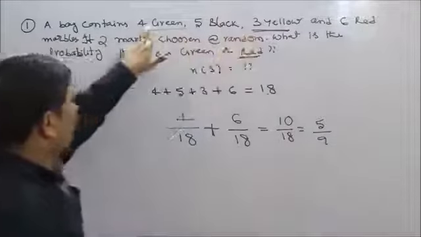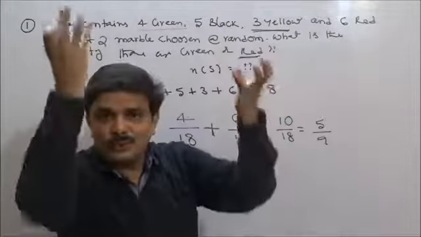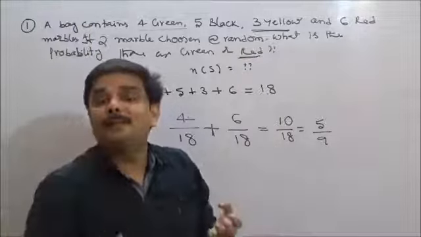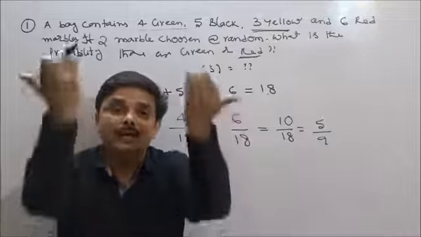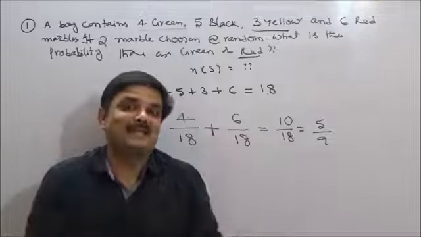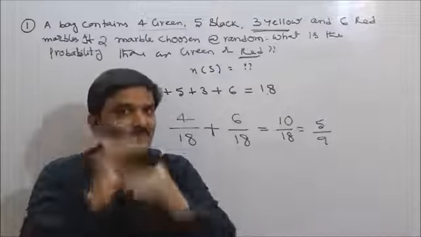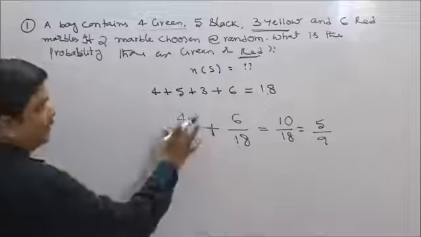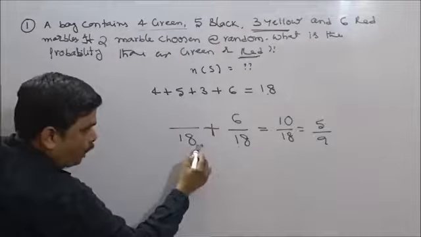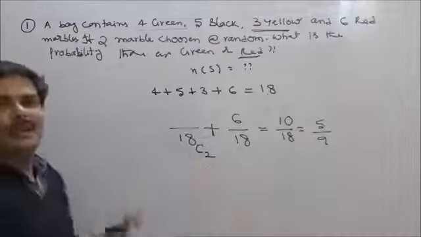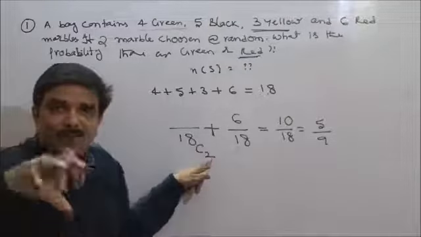From green, I have to choose 2, and from red, I have to choose 2. But from how many marbles? 18 marbles. From 18 marbles, I am going to choose 2 at a time. Choosing 2 at a time means I don't know the color of those 2. For that reason, getting green is from 18 combination 2. As simple as this, right? 18 combination 2, because I am going to choose 2 at a time.